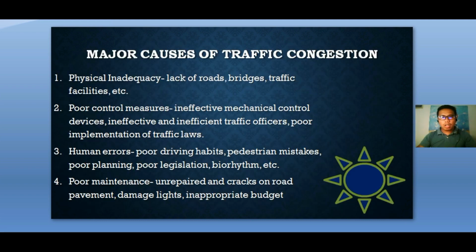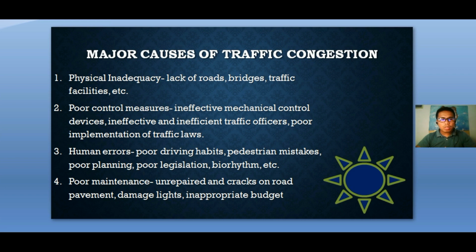So we will go now on the major causes of traffic congestion. The first one is physical inadequacy. Second is poor control measures. Third is human errors. The fourth one is poor maintenance. As to physical inadequacy, we have the lack of roads, bridges, traffic facilities. So that contributes to traffic congestion because nowadays there are an increasing number of vehicles, not just in Dumaguete City, but also in some chartered cities in Luzon, in some Visayas region, and in Mindanao. So lacking roads or lacking bridges or lacking facilities is something that could create traffic congestion.